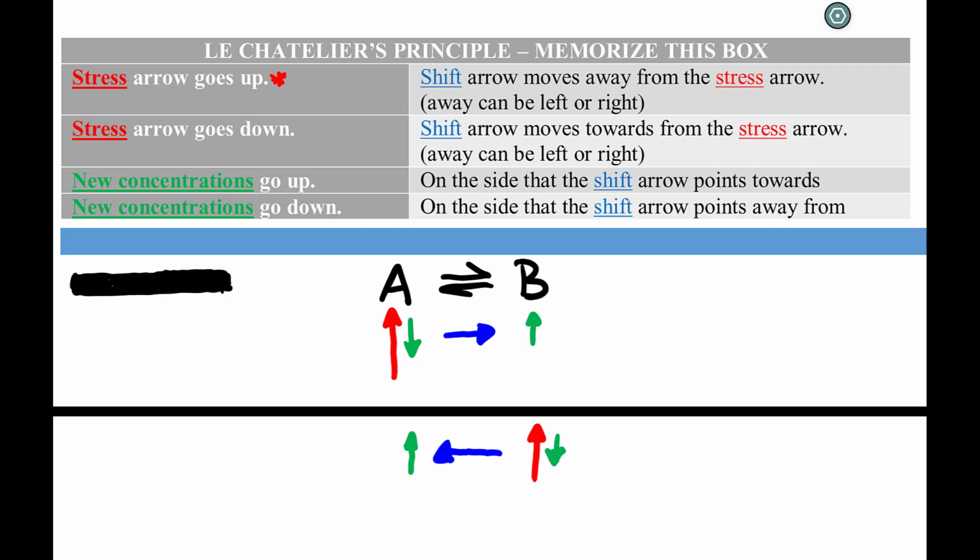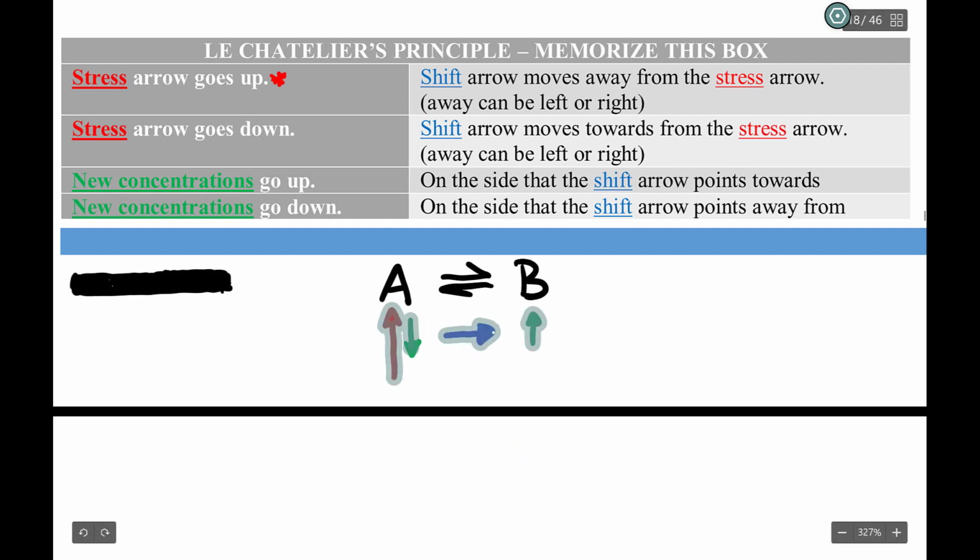So I'm going to erase those. I don't want you to erase them, I'm going to erase them. And then we're going to go through the two scenarios of stress causing something to come down. Okay, so here's scenario 1 with removal, or stress causing something to come down.